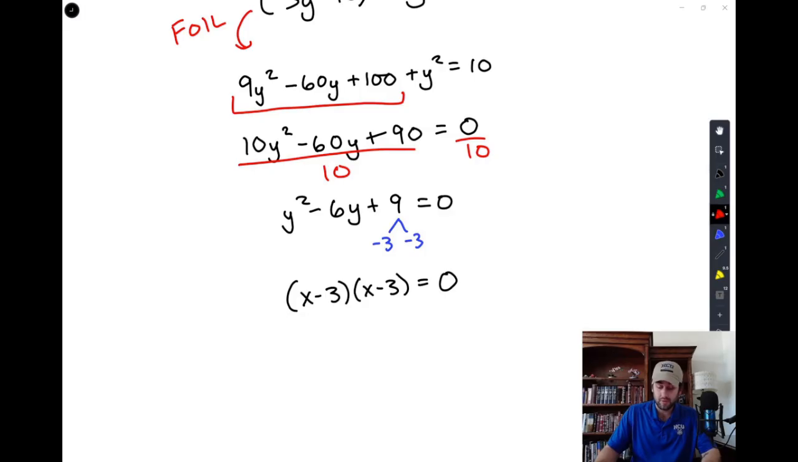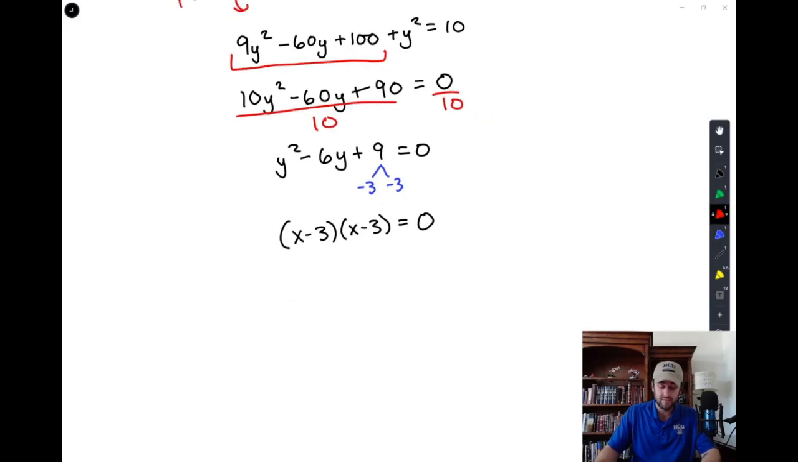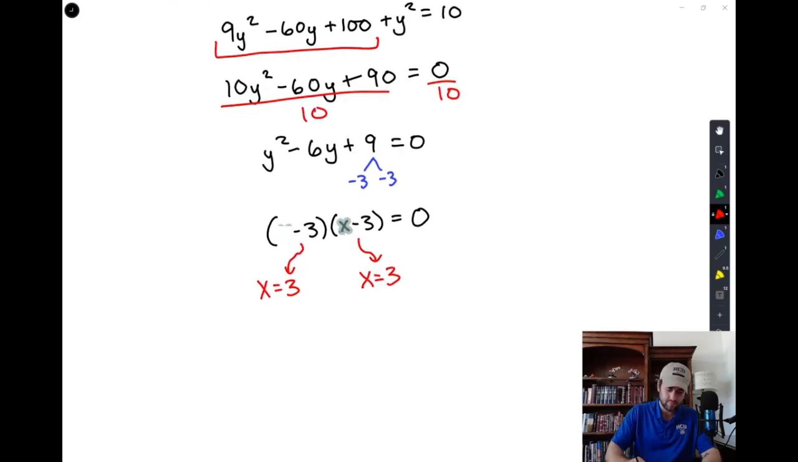And so what are the zeros that each of those factors give us? Well, this gives us x equals 3, and this gives us x equals 3. So it looks like we might only have one solution because all we have is 3 being our x value. Oh, whoops. Look at this equation line.